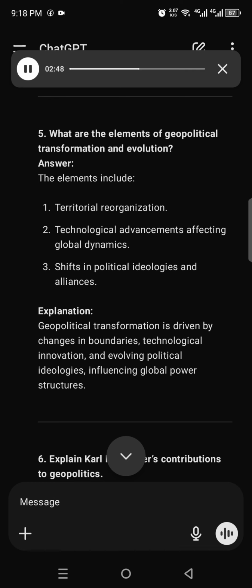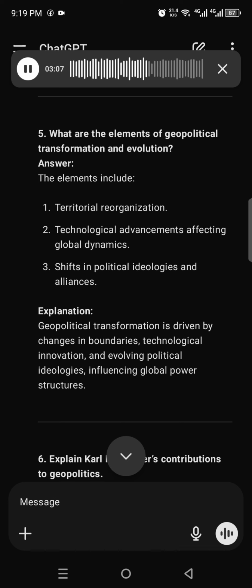6. Explain Karl Haushofer's contributions to geopolitics. Answer. Karl Haushofer emphasized the importance of Lebensraum and the role of geography in shaping a nation's power and policies. He stressed the strategic significance of land and resources in geopolitics.